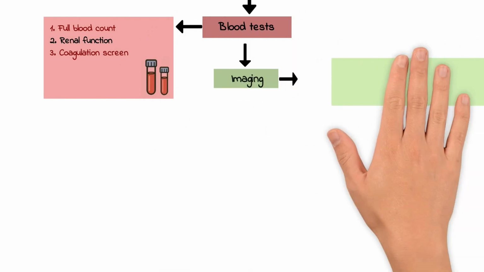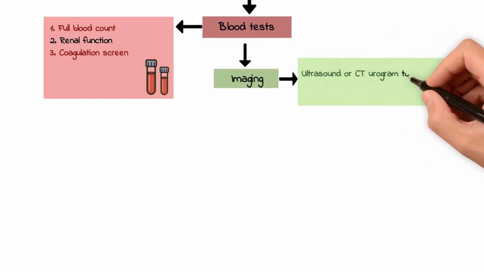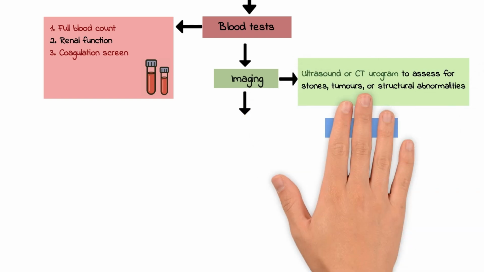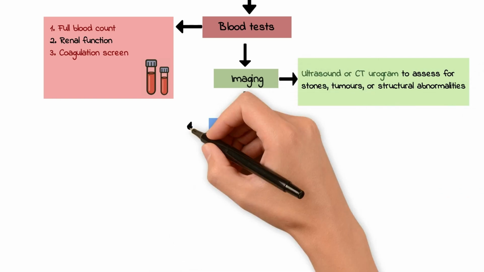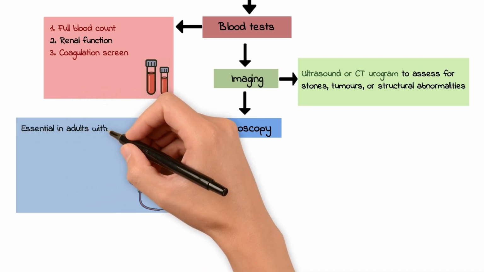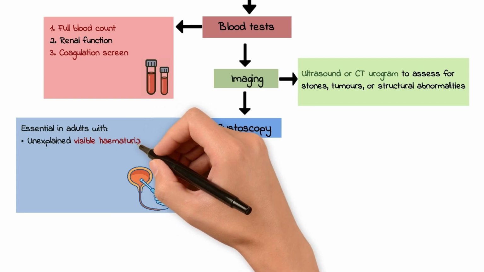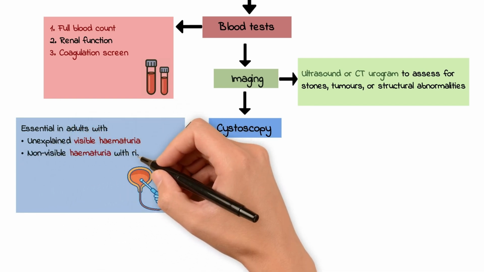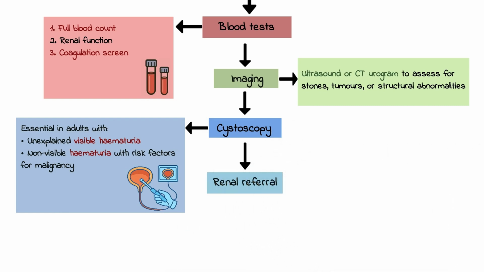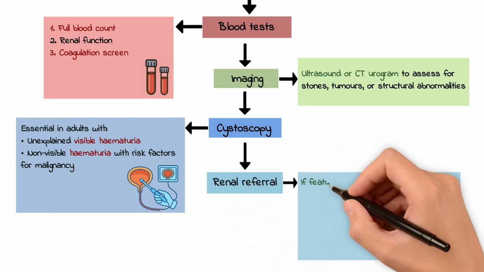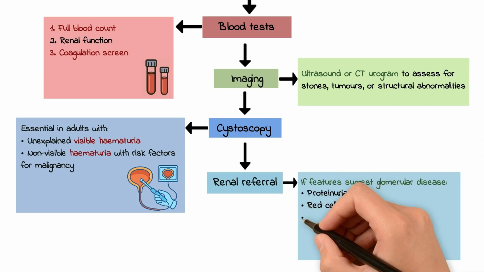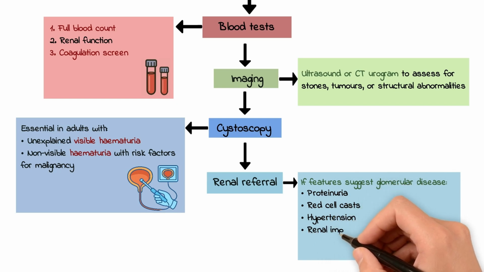Imaging: ultrasound or CT urogram to assess for stones, tumours, or structural abnormalities. Cystoscopy: this is essential in adults with unexplained visible haematuria or non-visible haematuria with risk factors for malignancy. Renal referral: if features suggest glomerular disease, for example proteinuria, red cell casts, hypertension, and renal impairment.